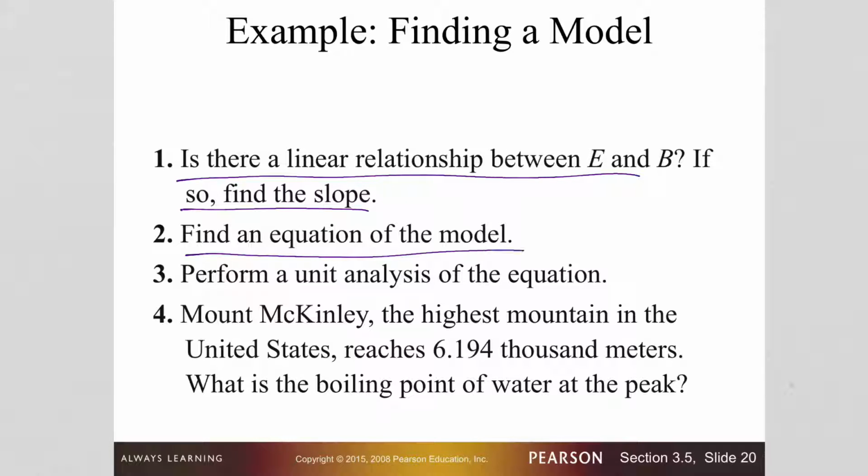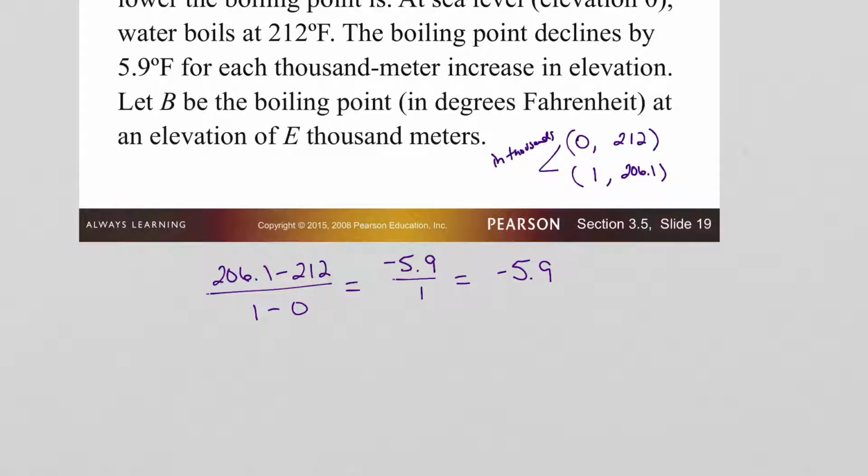Now they want us to find an equation of the model. We're not going to do step number 3 here. So I'm going to go back. Alright, so I know that this right here is my m, or my slope. Now I've got to figure out what is my b, or my y-intercept. Remember, your y-intercept always occurs when x is 0. Do I have a point where x is 0? Yeah, I do. So I know that my y-intercept is 212. So the equation of this line is y is equal to negative 5.9x plus 212. That's my equation of my line.